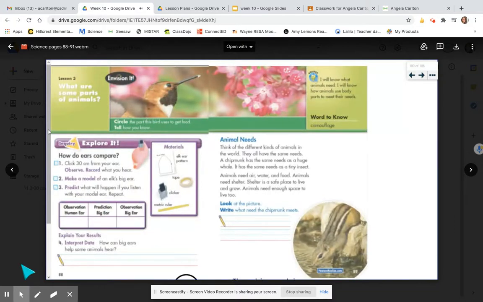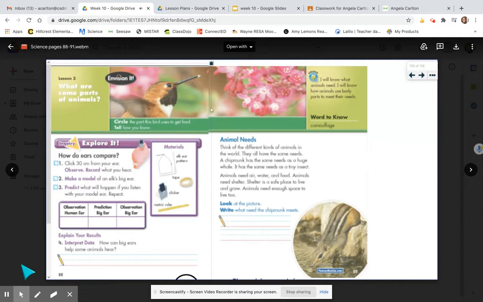Once you have your journal and a pencil, please open up to pages 88 and 89. Pause the video to find those pages. At the top of page 88 is the title of this lesson. This is lesson 3, What Are Some Parts of Animals? At the top of page 89 is another learning objective. I will know what animals need. I will know how animals use body parts to meet their needs. An important word to know that we will be reading this week is the word camouflage.